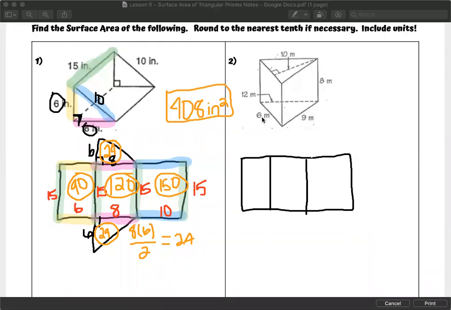Okay. And I see on the bottom here, we have 6, 9, 12. So 6 is my small side. 9 is the next side length. And this third side is 12. So we have 6, 9, 12.